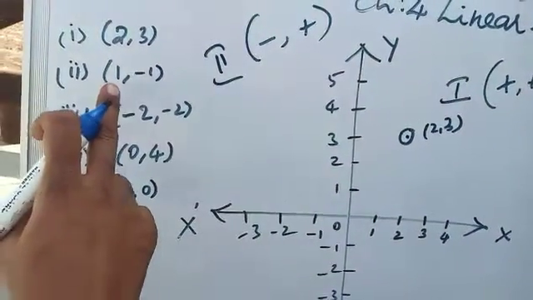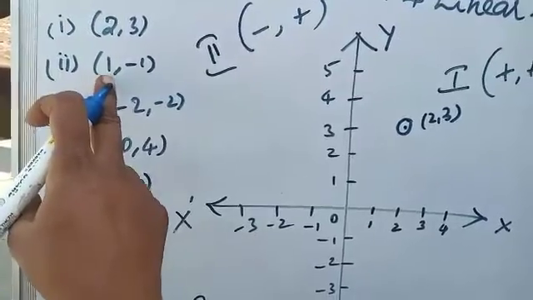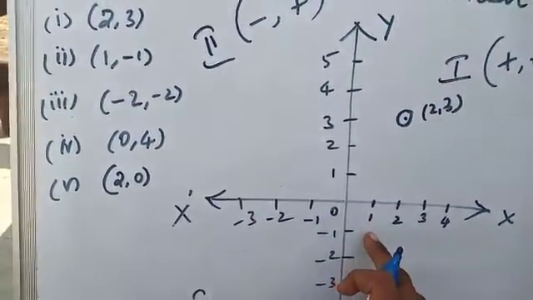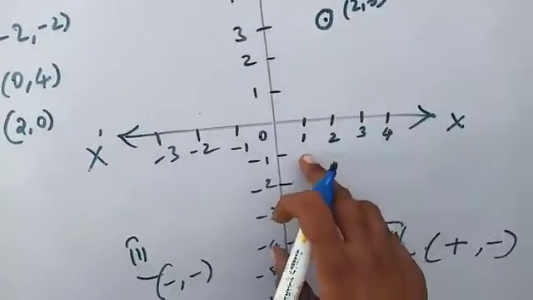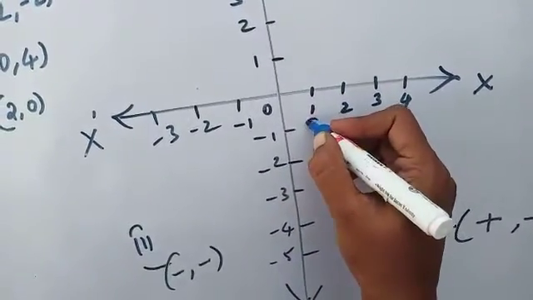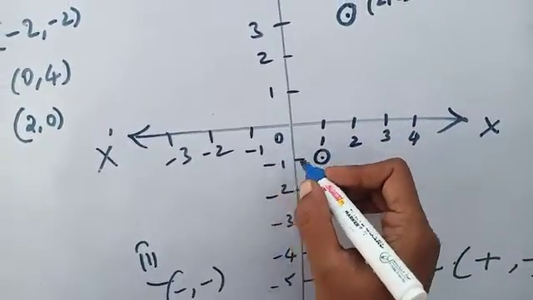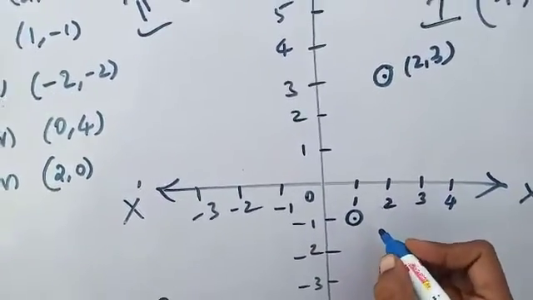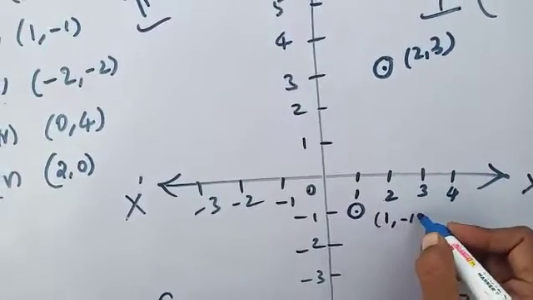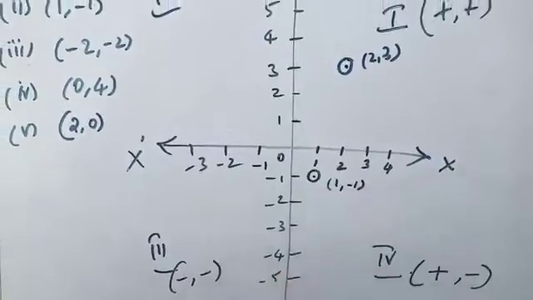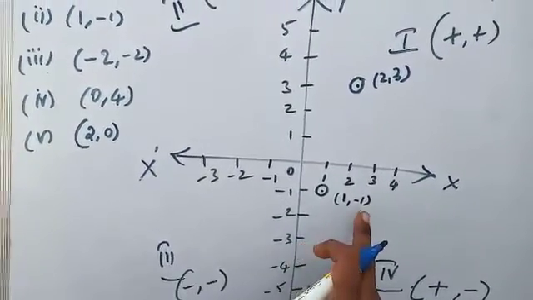See the second one now. That is (1, -1). The x value is +1. The y value is -1. So it will reach the fourth quadrant. See, the x value is +1, the y value is -1. So it lies in the fourth quadrant, positive, negative. Have you noticed that? Positive, negative.